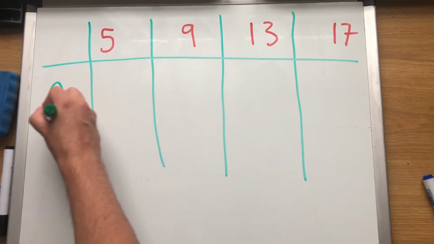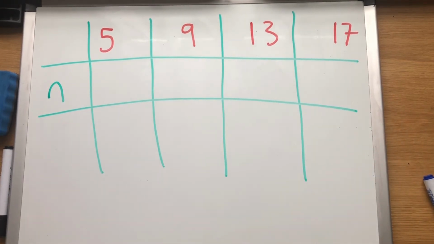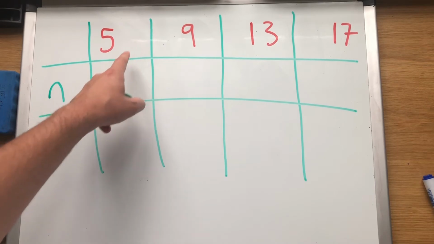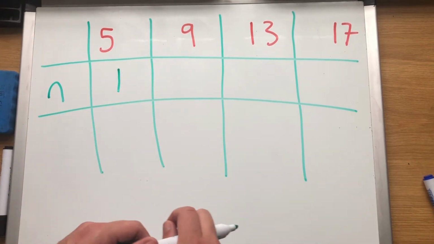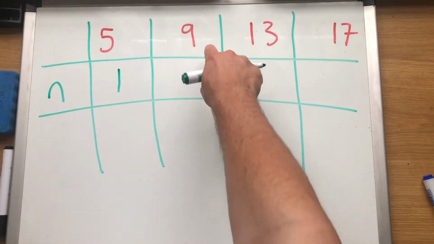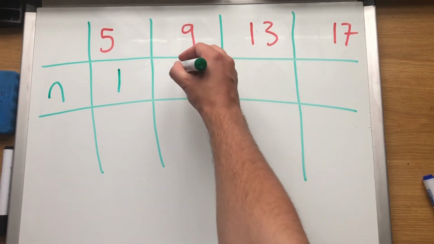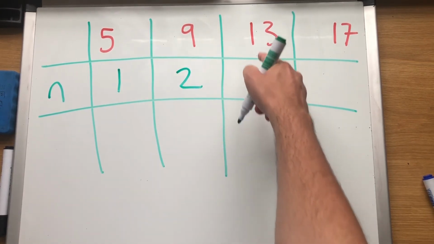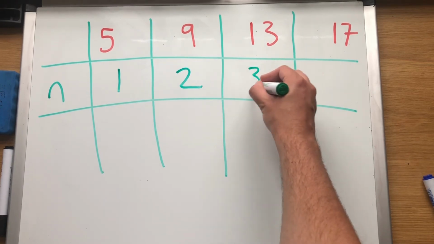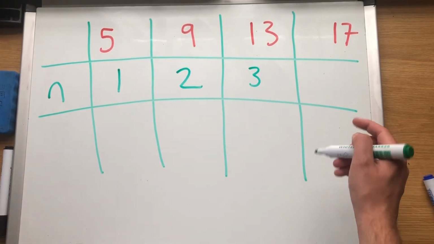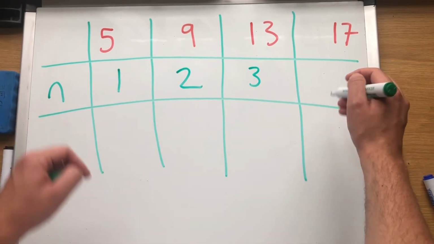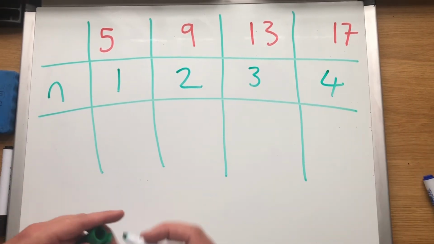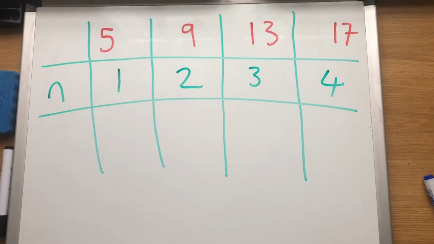And we've got this row here, which is n. And n just means the term. So 5 is our first term, so we write 1 over here. 9 is our second term. 13 is our third term. N means which term are you talking about? So for 17, which term is it? It's our fourth term. So here, for 17, n is 4.